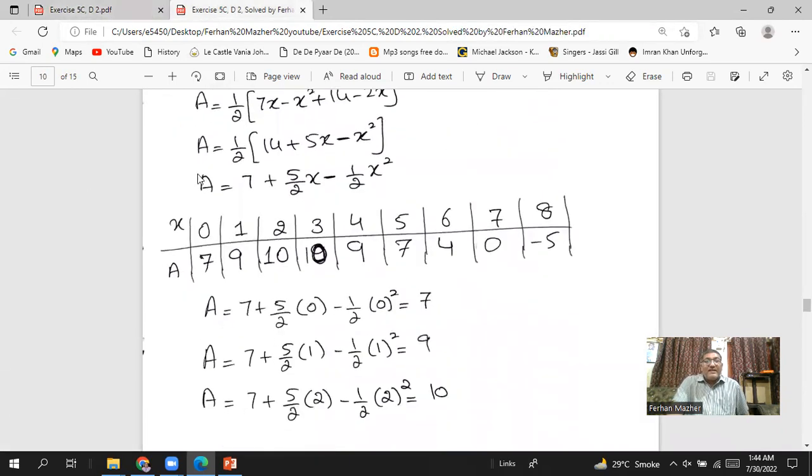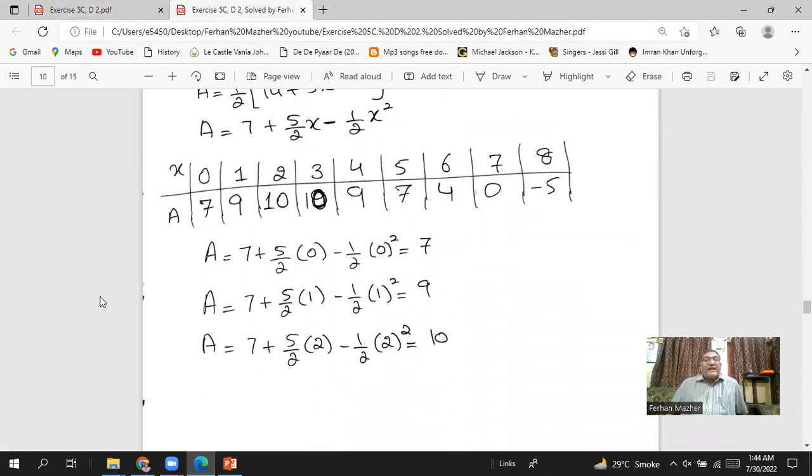So you can see here, this is my equation. Area is equal to 7 plus 5 by 2 into x minus 1 by 2 x square, and the values of x I will take from 0 to 8. I have drawn the table, and I have taken 0, 1, 2, 3, 4, 5, 6, 7, and 8.